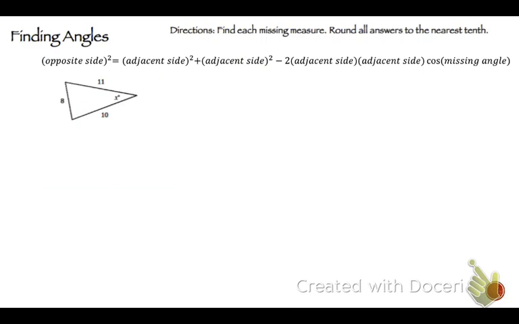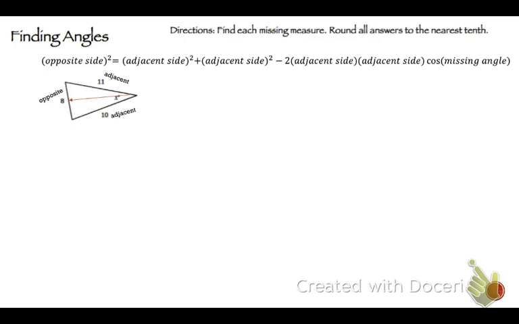Now let's get into finding angles. So now I'm given a side, side, side triangle. I have to find angles for this. So I need to figure out what's the opposite side and which ones are my adjacent sides. So the angle I'm trying to find is that x right there. The opposite side of x is 8. And so my adjacent sides are 10 and 11.